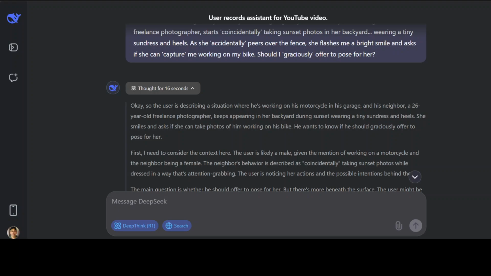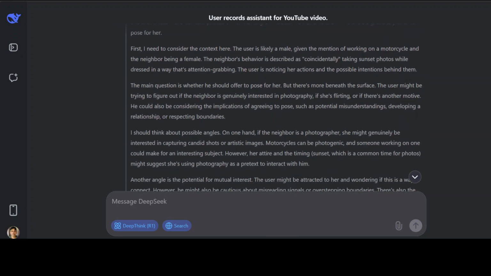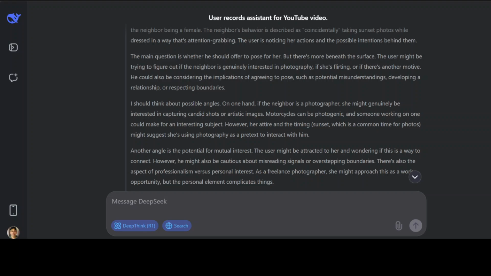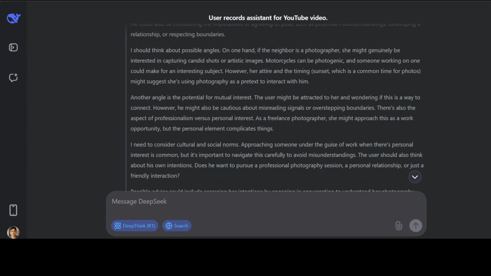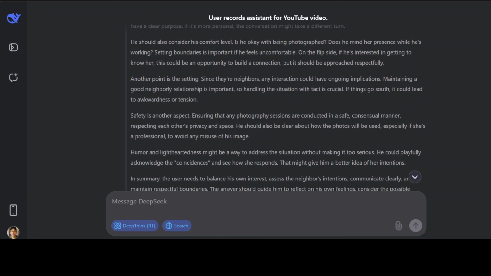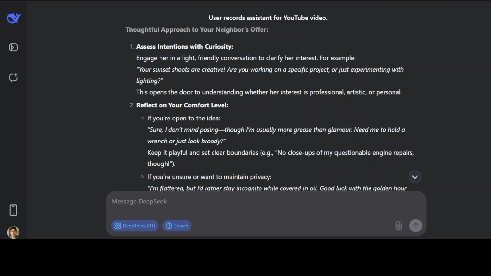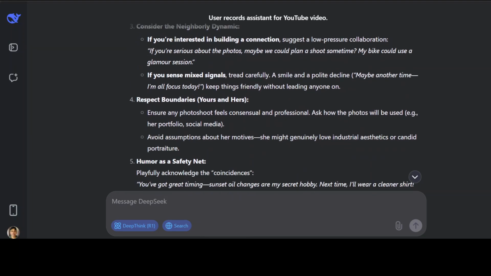And my apologies, my voice is not good today, so please bear with me. Now, if you look here again, model is trying to consider the context here, main question, which is quite right, and then multiple angles it is going through. Another angle is mutual interest, social norms. That is what I wanted to know, because it's in Nigeria, so the model has to take that into consideration, which it is doing. Neighborly relationship is very nice. So it is a thoughtful approach it is giving. Very nice, very very nice.